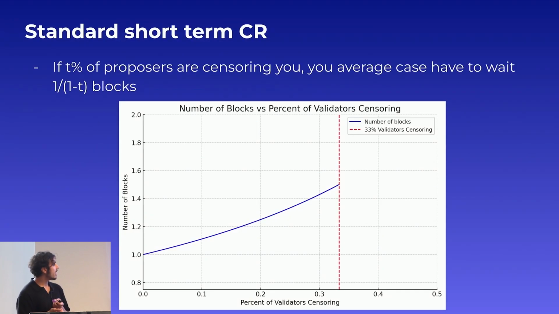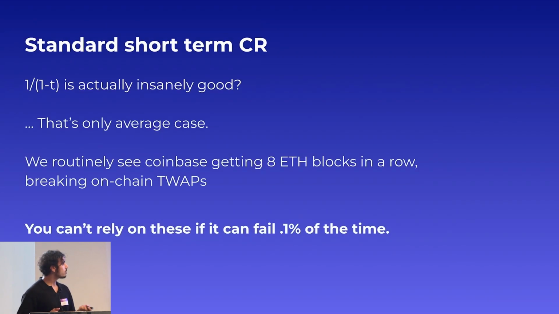Now, is this so bad? If you think about it, if T% of proposers are censoring you, say 30% of people are censoring you, then within 2 blocks on average, you should still be able to get in if the mempool is working well. And if over 33% censor you, you're kind of screwed. Encryption gets you to 2/3, but this is actually not true, because that's only the average case.